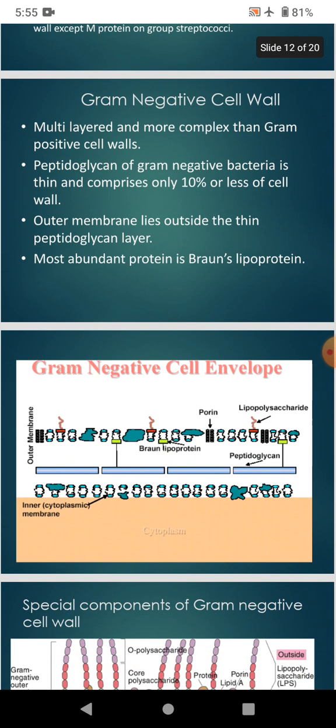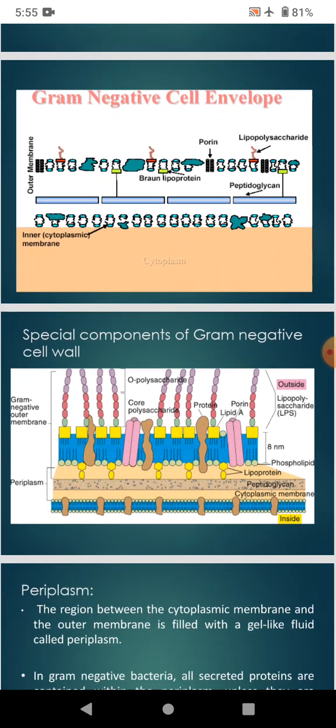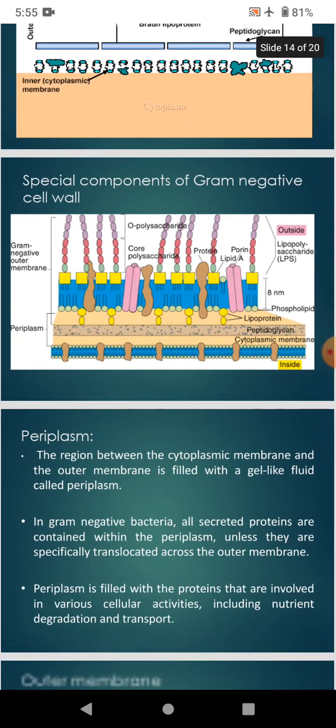The most abundant protein present in the gram-negative cell wall is Braun's lipoprotein. This is the structure of the gram-negative cell envelope. Then the special components of the gram-negative cell wall. First one, periplasm.